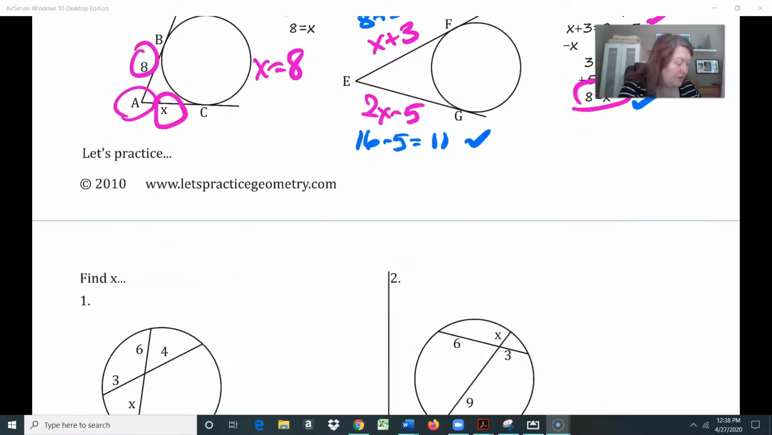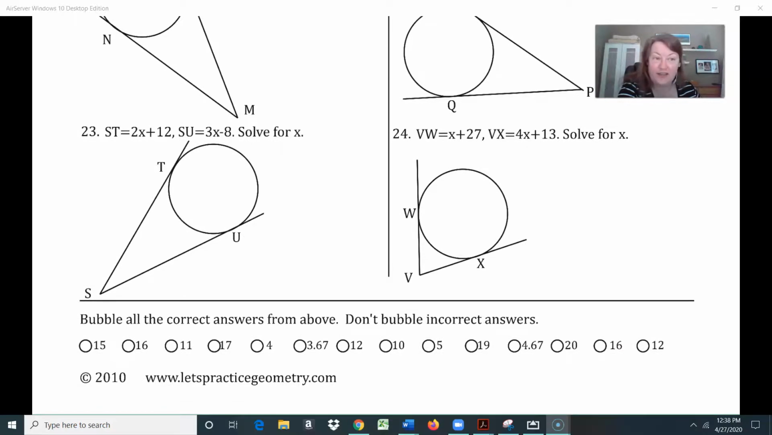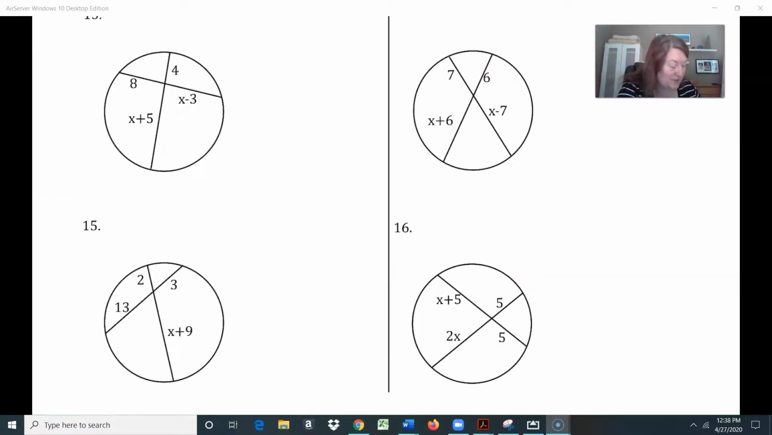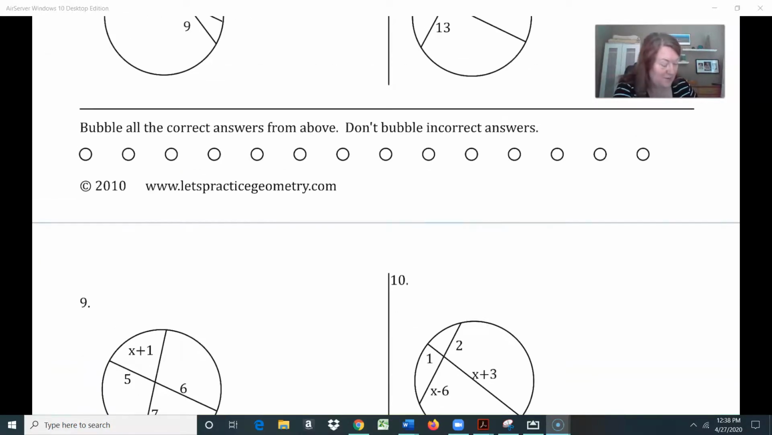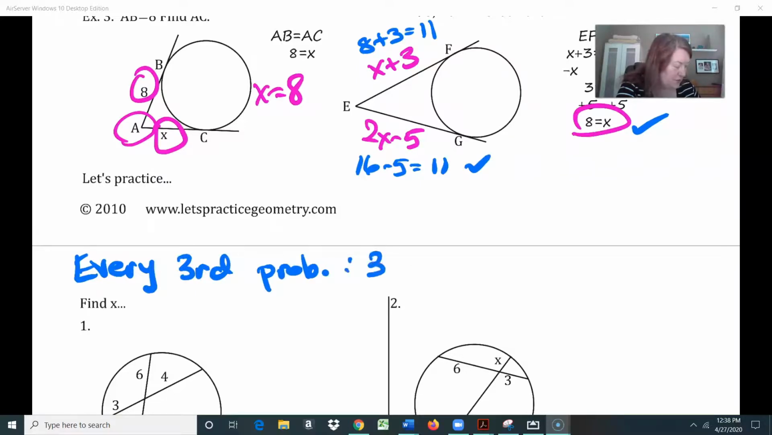Cool. So guess what we're going to do over here? I wonder if there's 24 problems here too. Hey, look, there is. So guess what we're going to do here too? We're going to do every third problem. We're going to do the first one together. Every third problem, so that means we're going to do 3, 6, 9, 12, until we're done. So we're going to go do number 3.